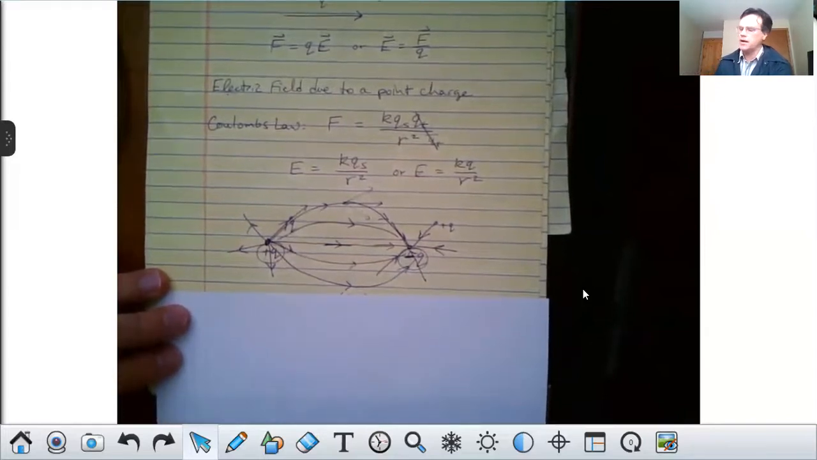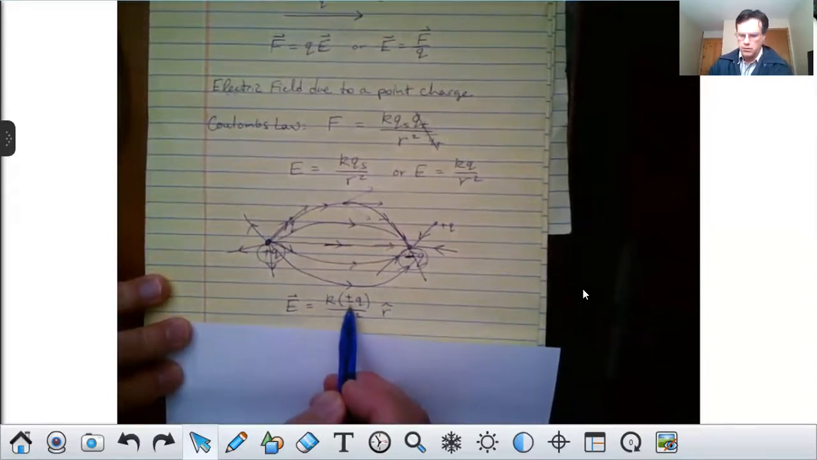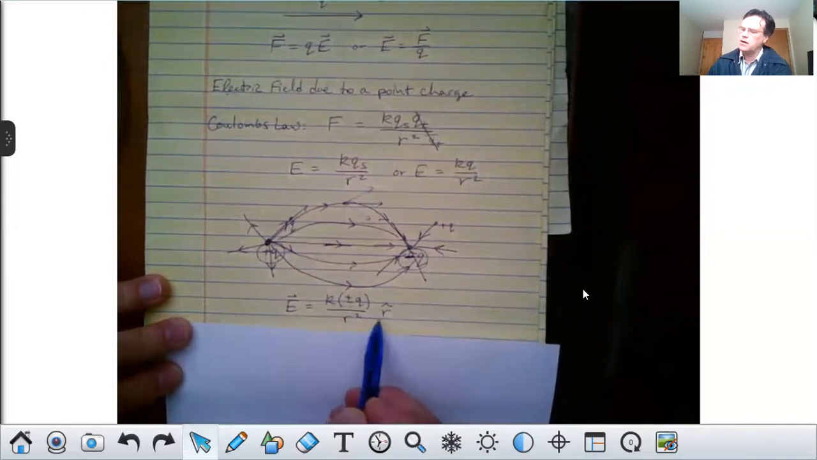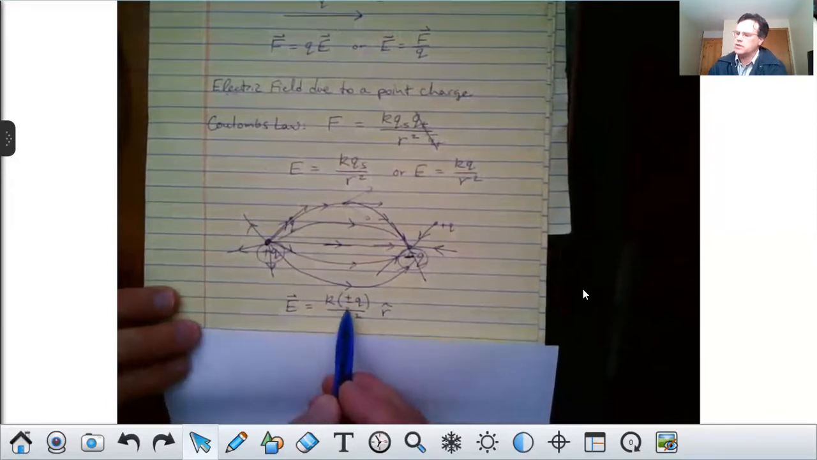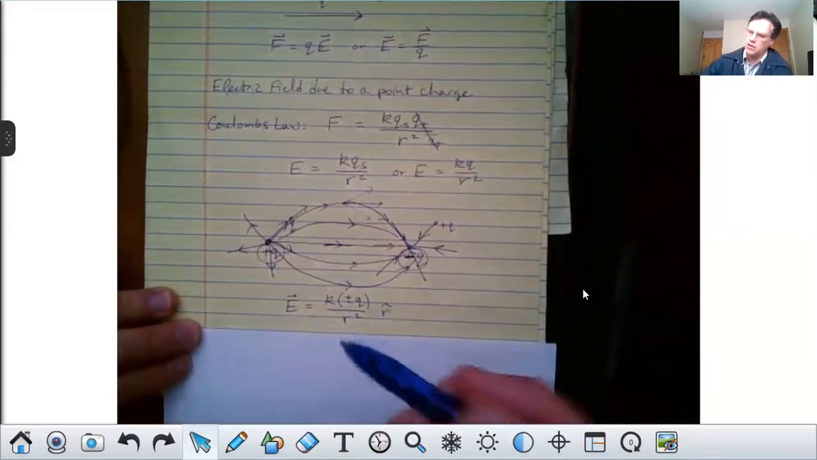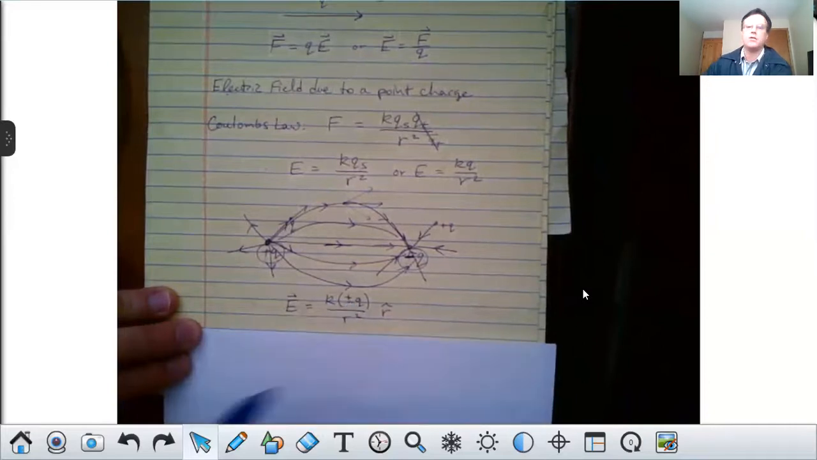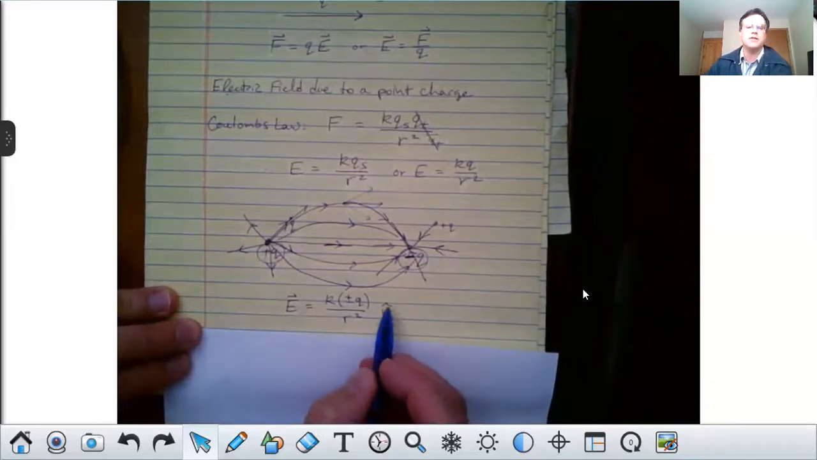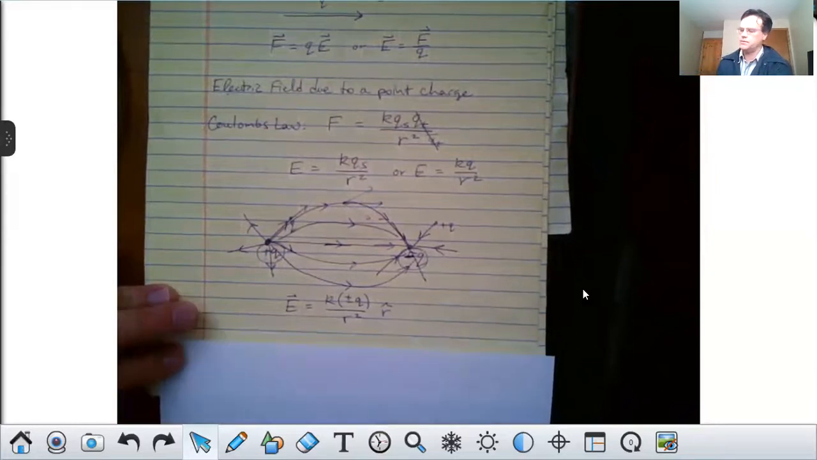But just to summarize our general rule for the electric field due to a point charge, it is K times plus or minus Q over R squared, R hat, right? By R hat, I mean the radial direction. So if it's a negative charge, it's inward, negative R hat. If it's a positive source charge, it's outward, positive R hat, right? So this just denotes the direction is away or toward the charge.